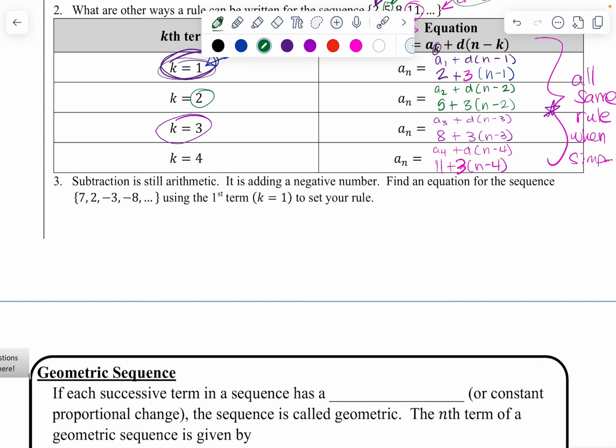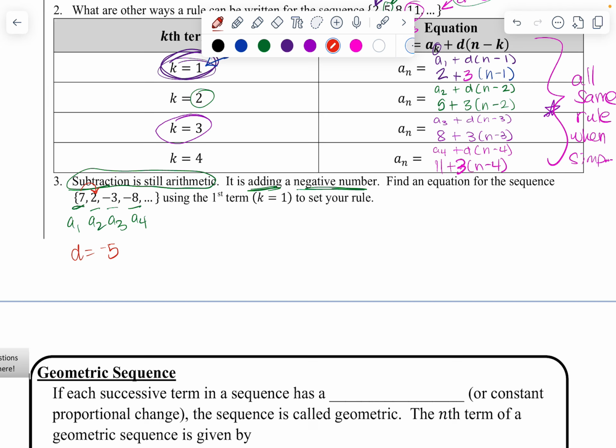So let's talk about the next one. Subtraction is still arithmetic. The only difference is it's just adding a negative number. So let's look at this here. This is our first term. Here's our second term, here's our third term, here's our fourth term. From 7 to 2, I know I'm subtracting 5. So in this case, the common difference is negative 5.